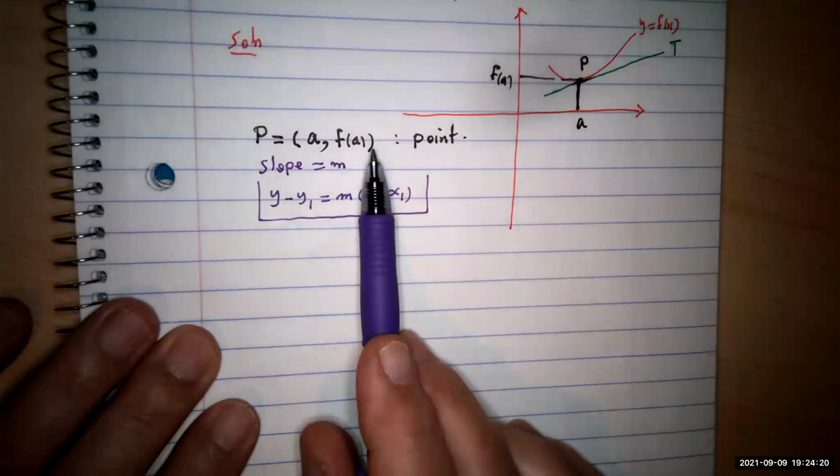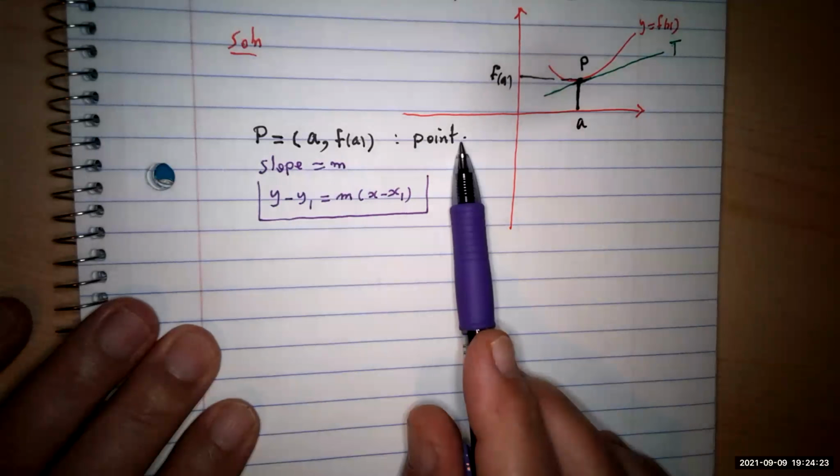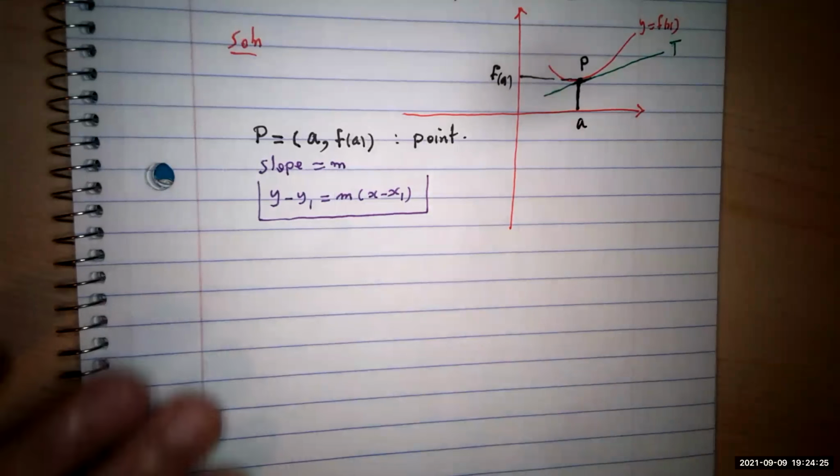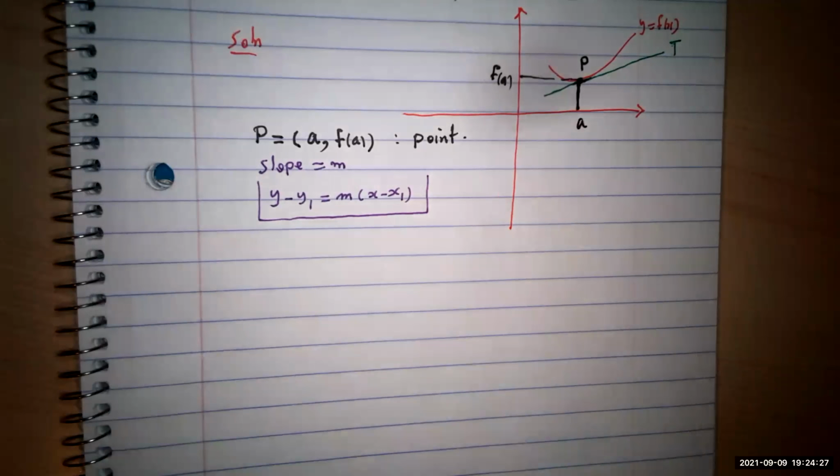Okay, so we already got the point. So you have to find the slope to get these numbers. What is the formula for the slope? Do you remember the slope? How are we going to find it, or what's the formula?